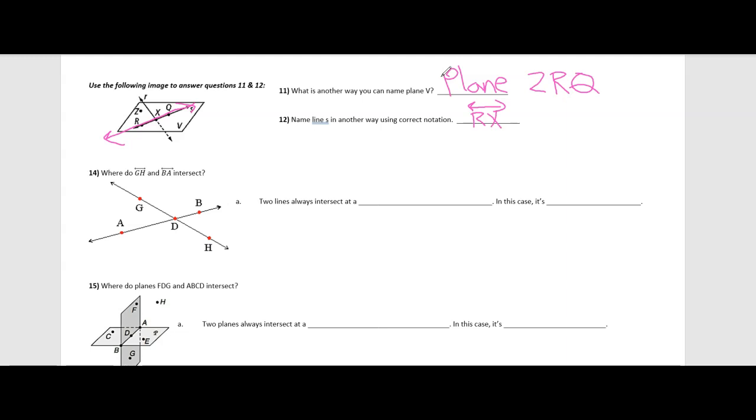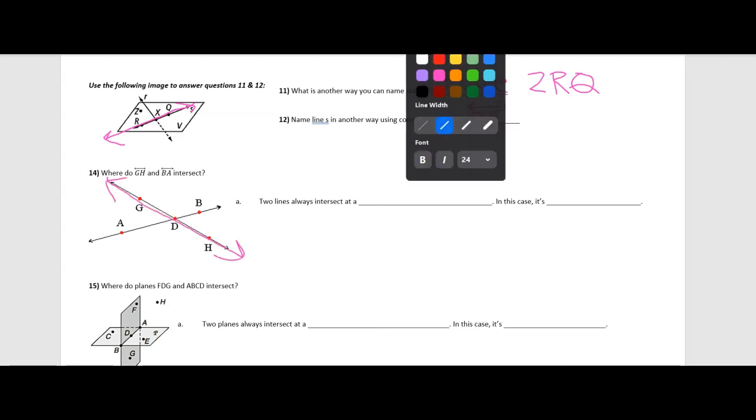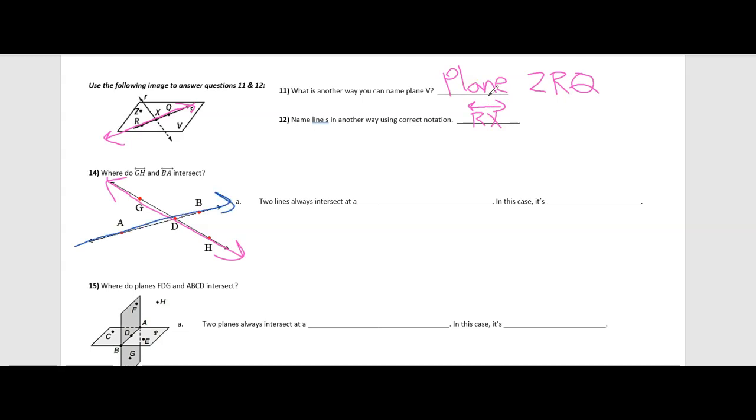Okay, question 14. Where do lines GH and BA intersect? So if we draw these lines, I'll do GH in pink, right, AB in blue, and they intersect right at point D. So to answer these questions, 2 lines always intersect at a point. There is a case where lines never intersect, right? If you think back to Algebra 1, that would be parallel lines. But if they do intersect, then they're always going to intersect at a point. In this case, it's point D.